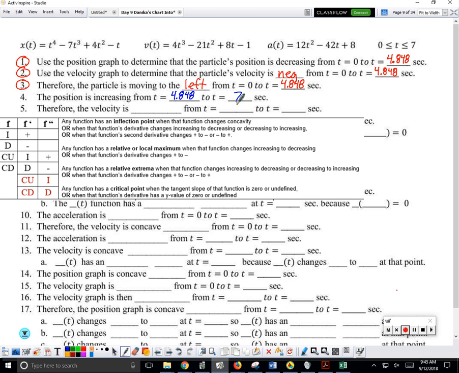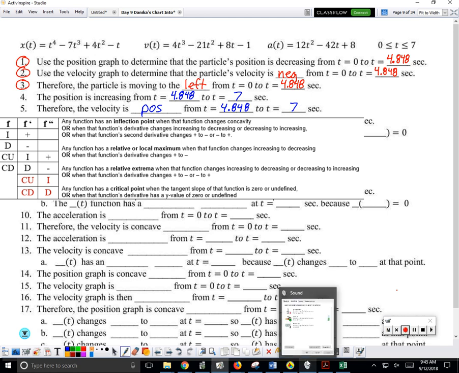So this would be, therefore, the velocity is positive. You can use POS to represent positive. It's a valid abbreviation on the AP test. From 4.848 to 7.